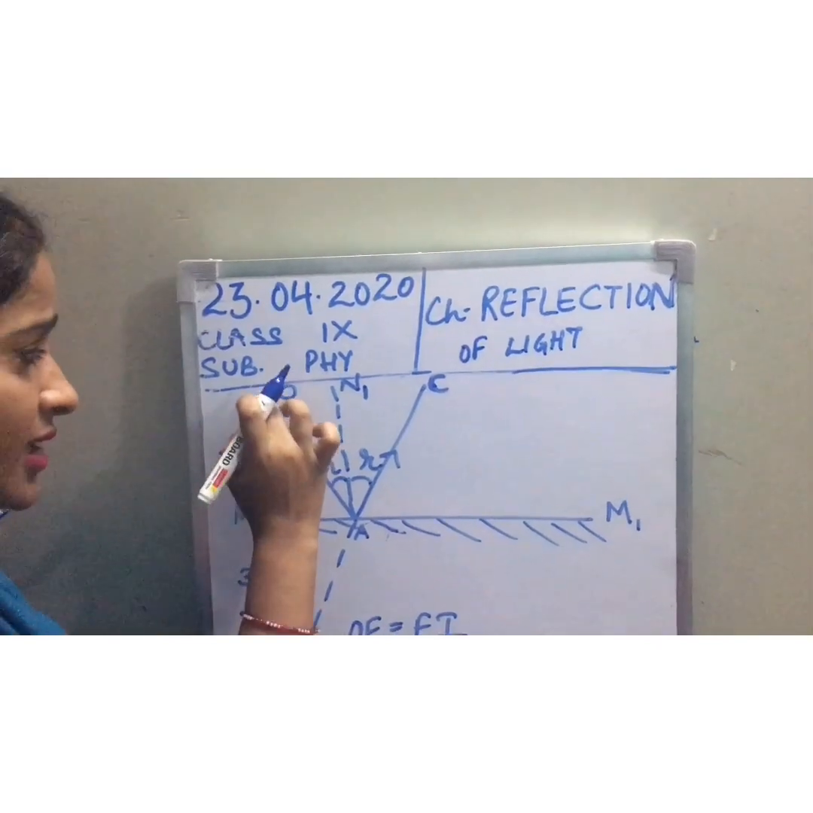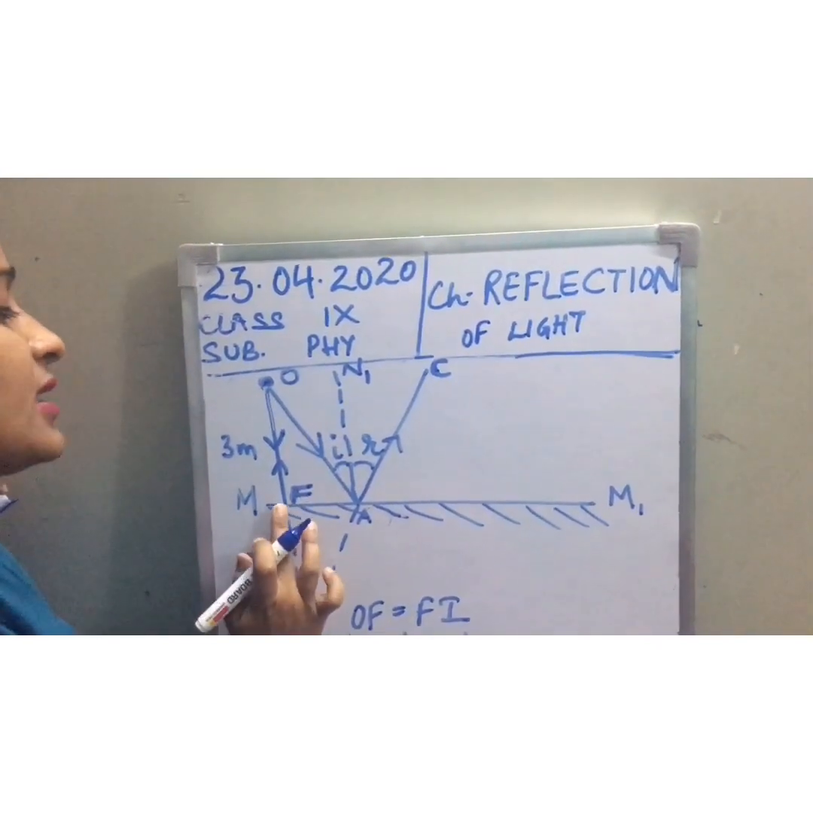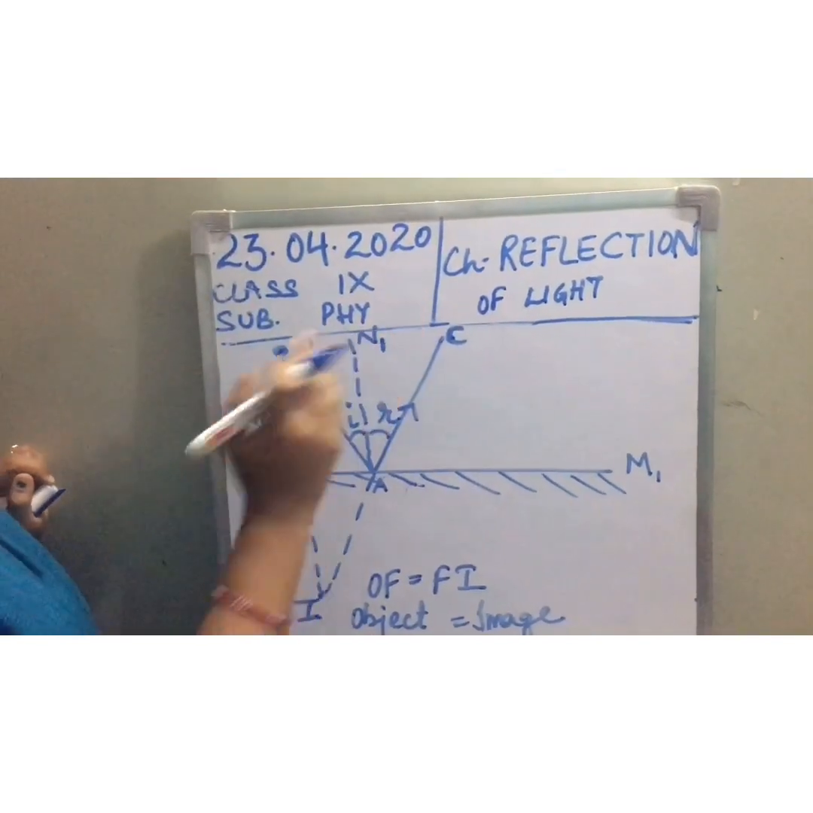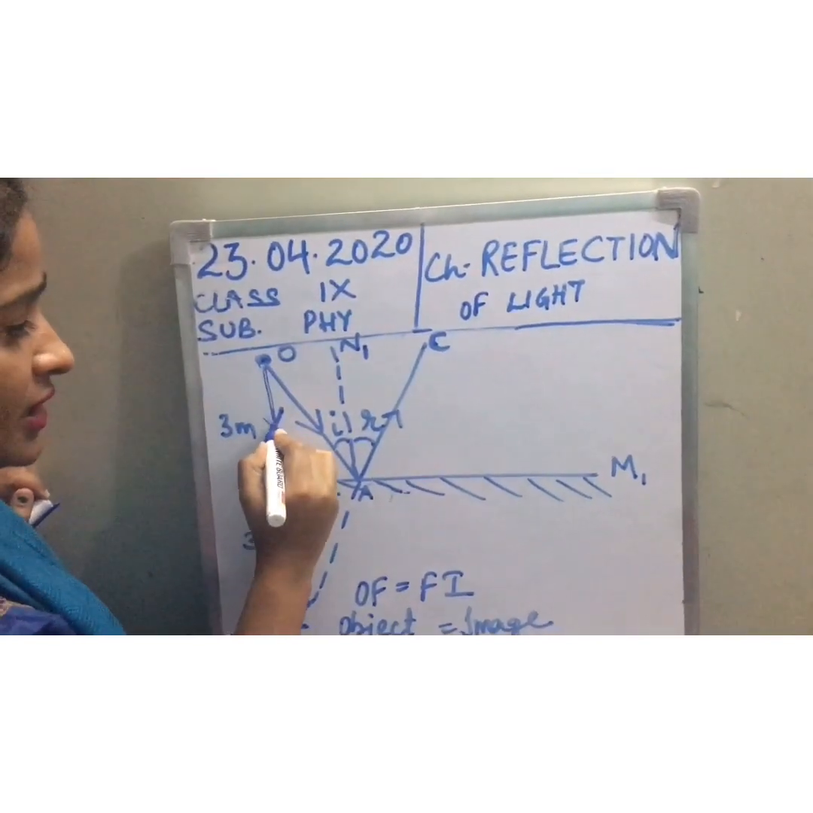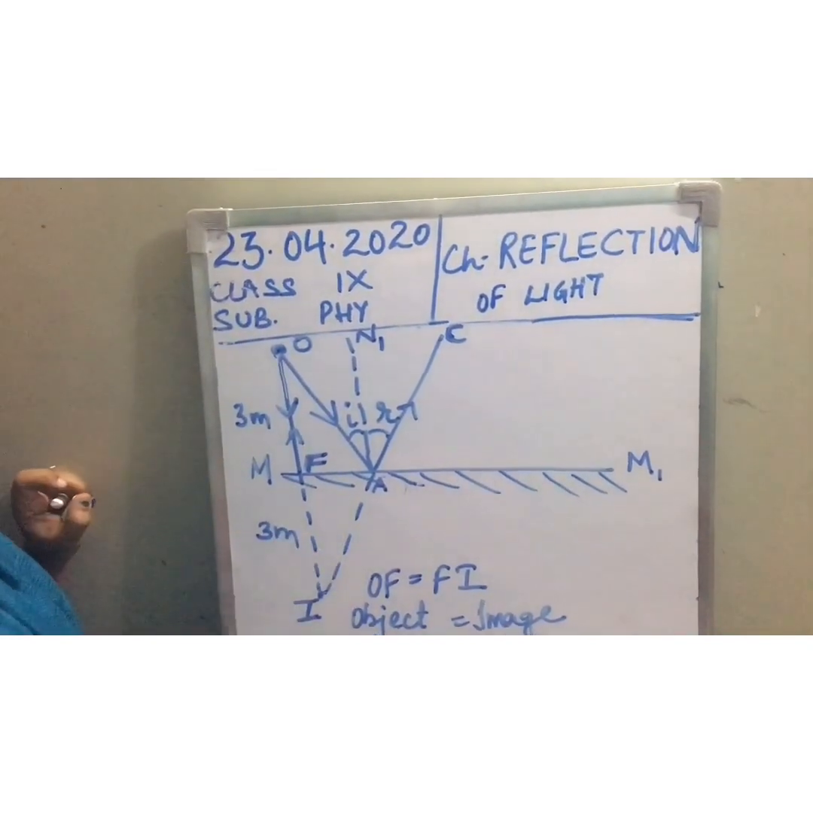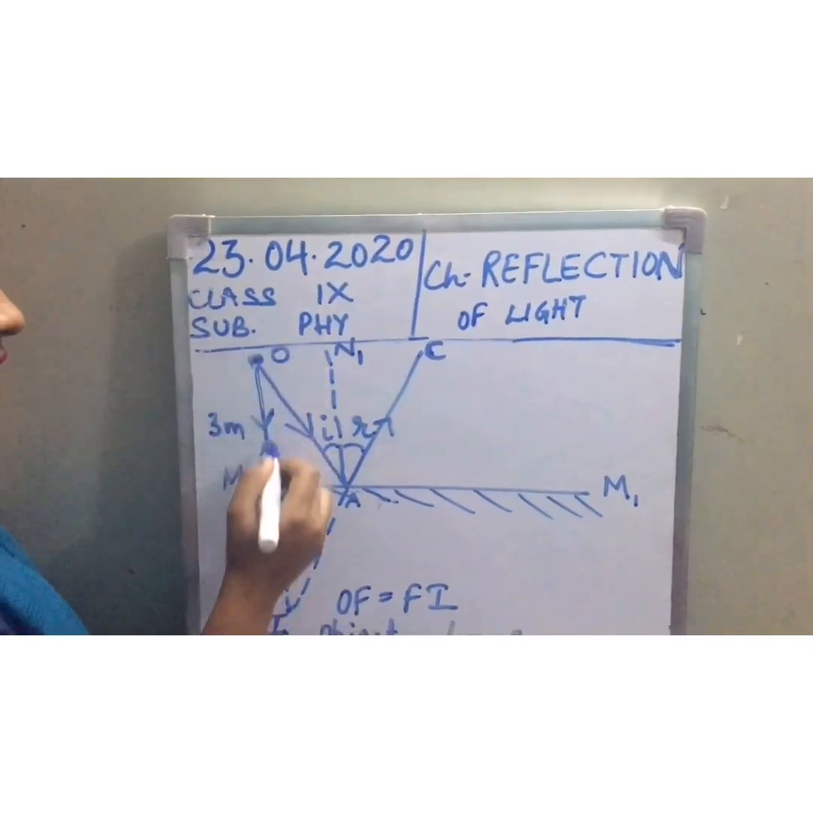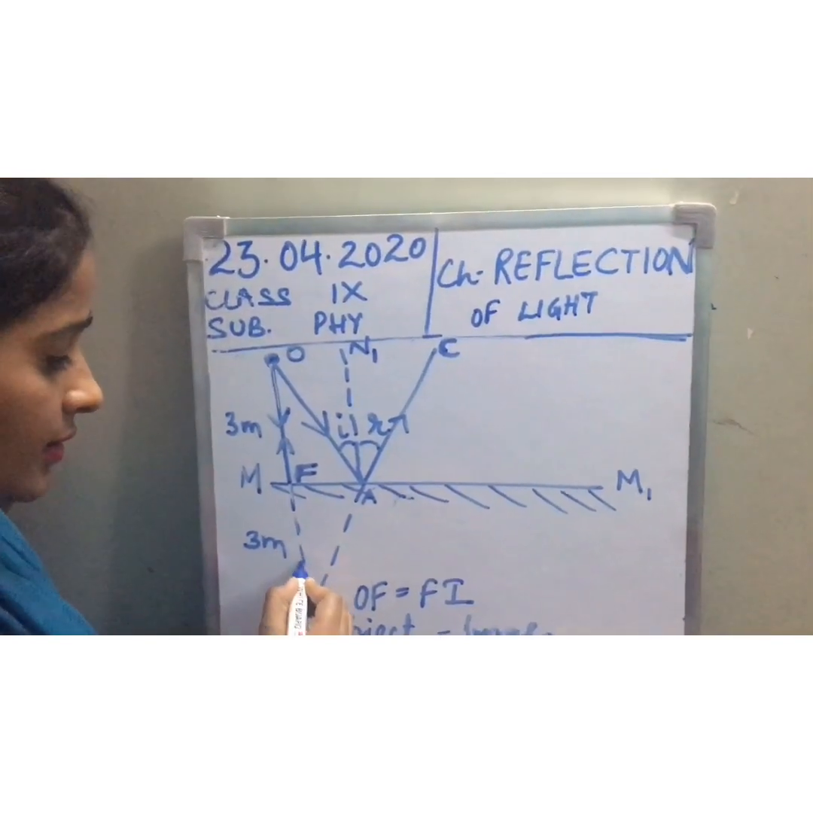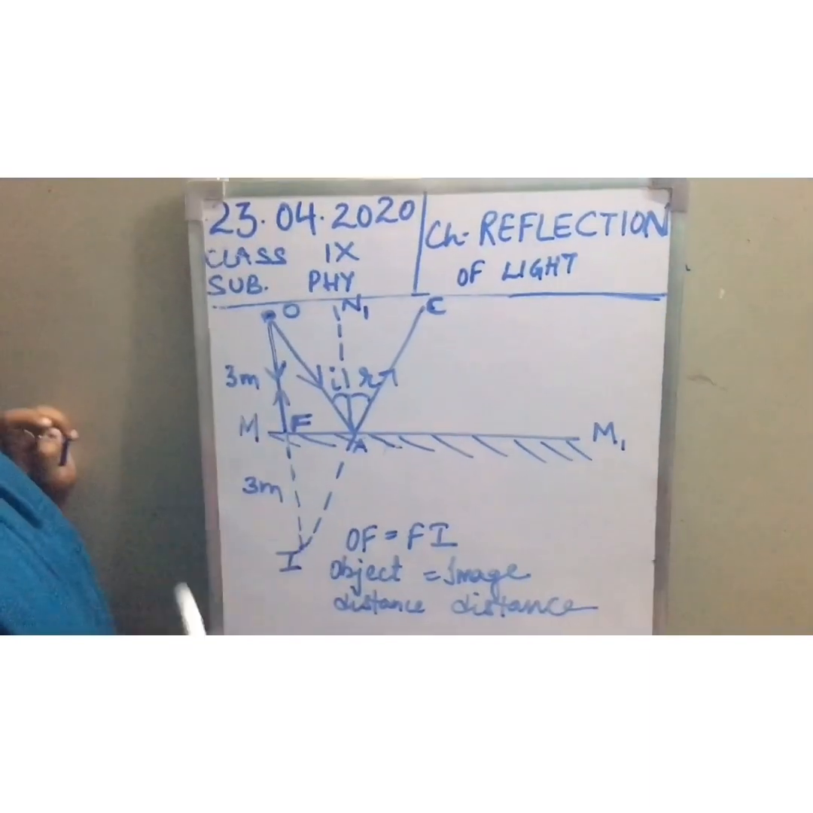That means the ray retraces its path and goes back the same way it came. There is no angle. So this incident ray is coming and the reflected ray is going back on the same path. Since the reflected ray is going back, it will not meet anywhere, so we draw its dotted line at the back of the mirror.